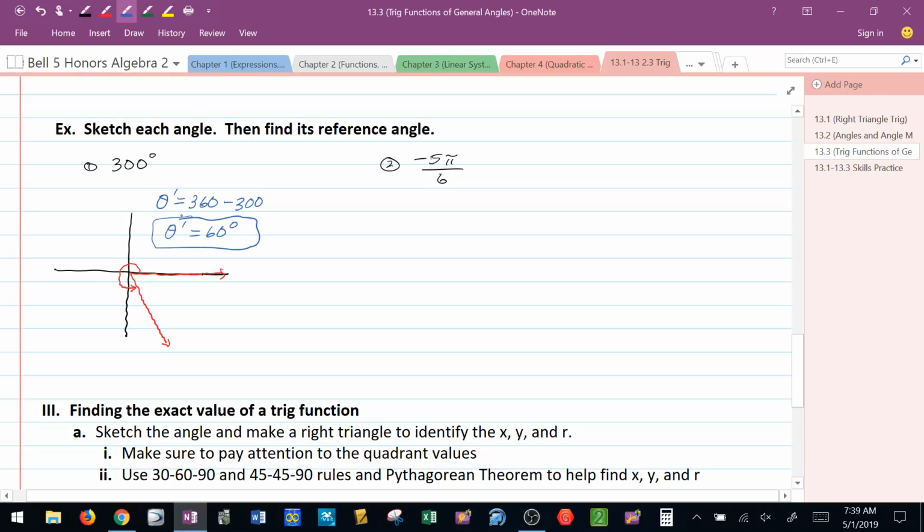Pretty simple. All right. How about negative 5 pi over 6? Well, let's sketch it first. I know that in radian measure, 180 degrees is the same as pi. This is a little bit less than pi, therefore it's a little bit less than 180 degrees. Okay? I know it has to have an initial side on the positive x-axis.